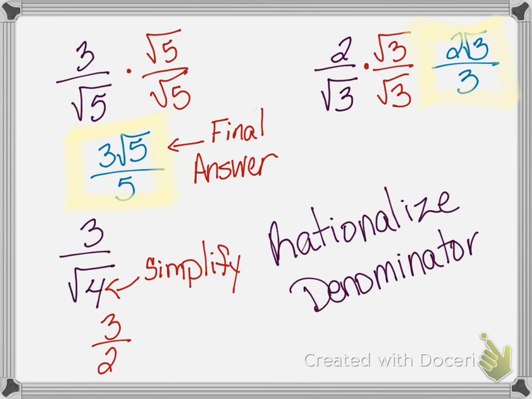So do be sure that you have simplified anything that's inside the square root, because you don't want a perfect square in there. If you've got a perfect square in there, you need to go ahead and simplify it. Okay, so that is how you rationalize a denominator, and that will be important for your final project that's due at the end of this week.